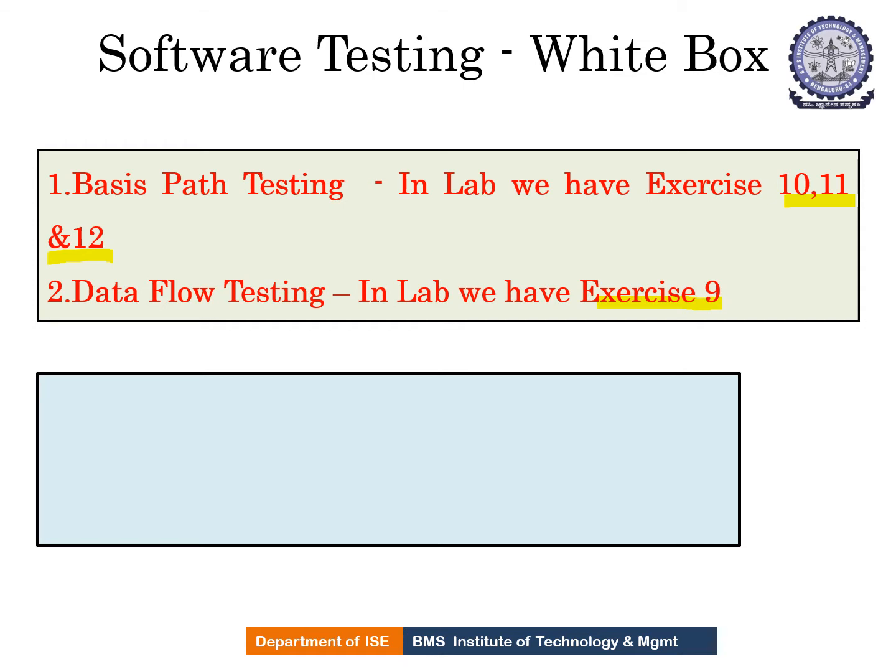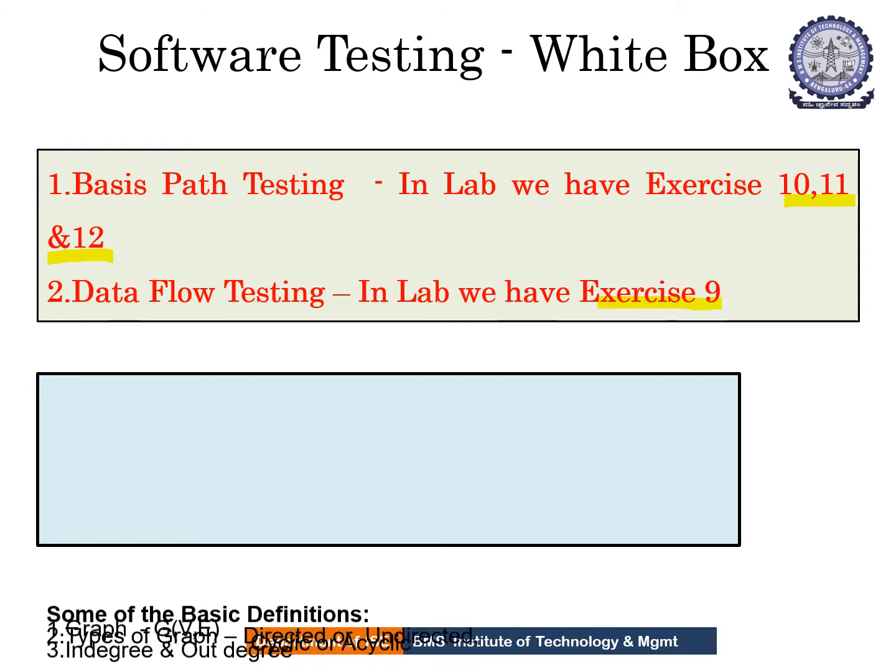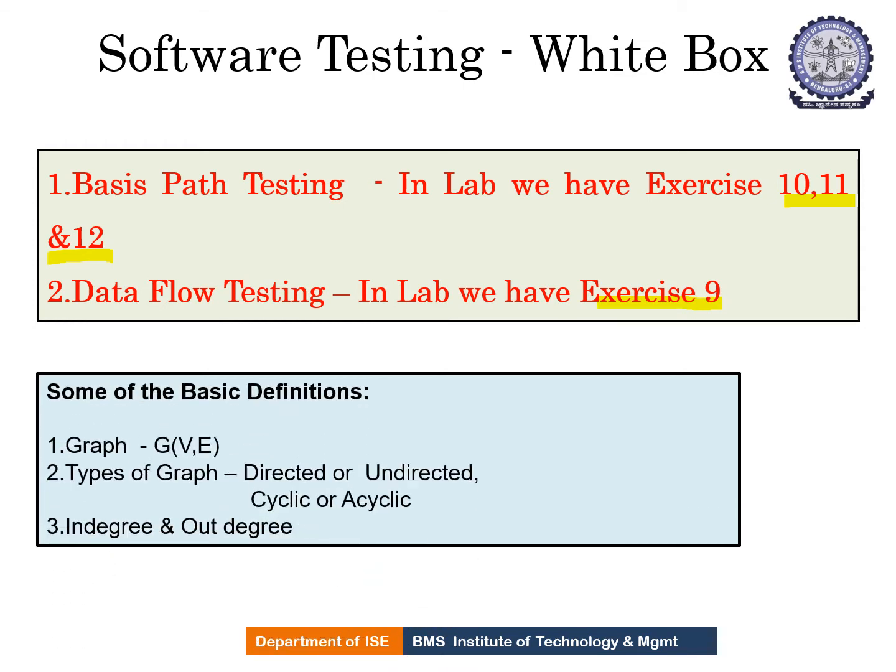In order to understand structural testing, there are certain important definitions and concepts that everybody should understand. First, let's focus on some of the basic fundamental concepts, like what is a graph. You all know that a graph is a collection of vertices and edges. There might be different types of graphs: directed graph, undirected graph, acyclic or cyclic graph. In degree and out degree: if an edge is moving towards a vertex, we call it in degree. If an edge is going out of the vertex, we call it out degree.